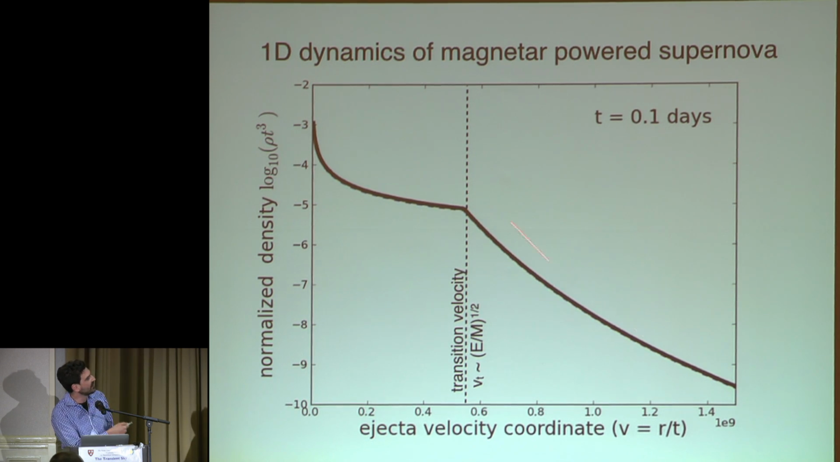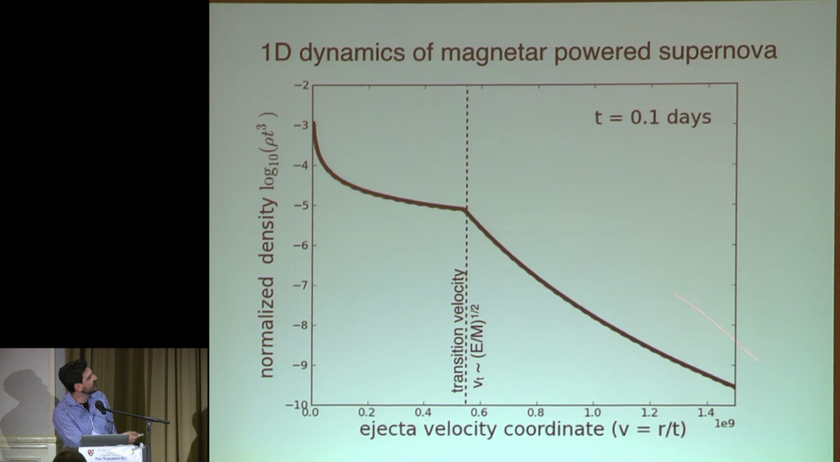It kind of looks like a broken power law, with most of the mass in the shallow region and a steeper outer region, and it transitions at this velocity, which is set by the square root of the energy over mass of the explosion. This is what the ejecta would look like if it was just freely expanding. I'll show you what happens if you turn on the magnetar at the base.